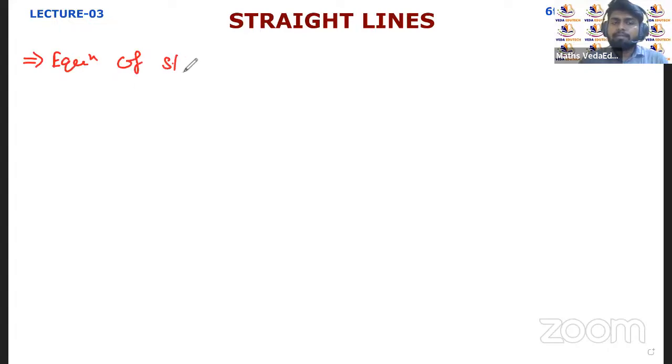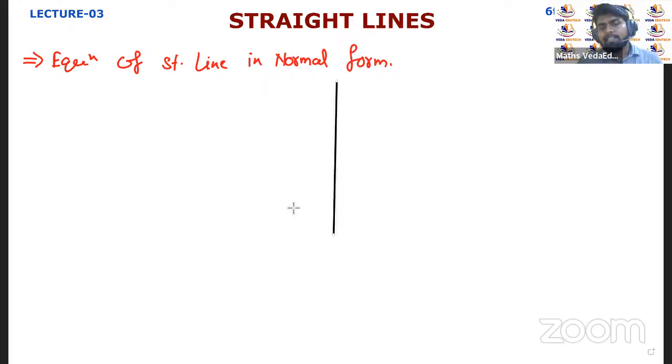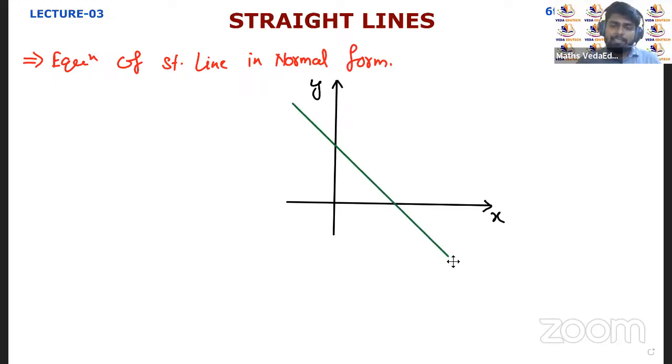Equation of straight line in normal form. So first, let us understand how to find this and what its graph looks like. First take the x-axis and y-axis. And that straight line might cut both the axes, so it will be like this.